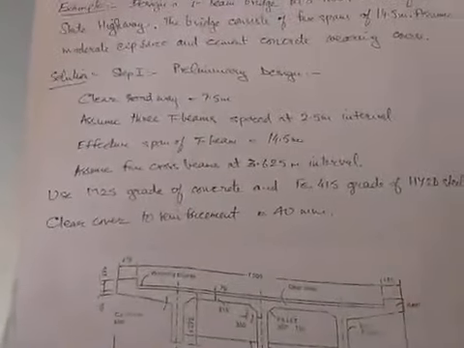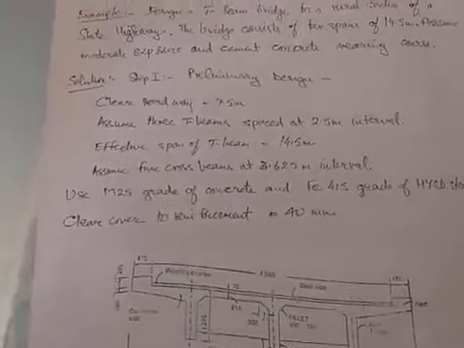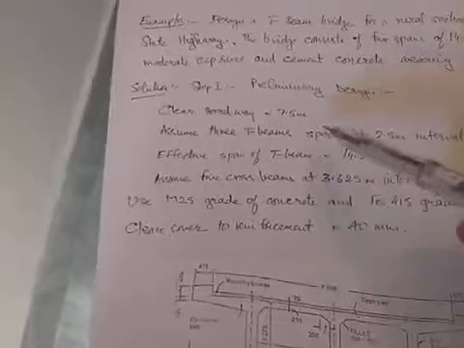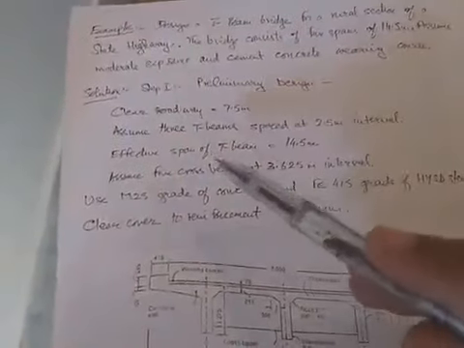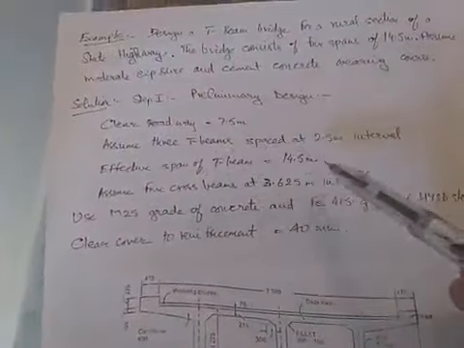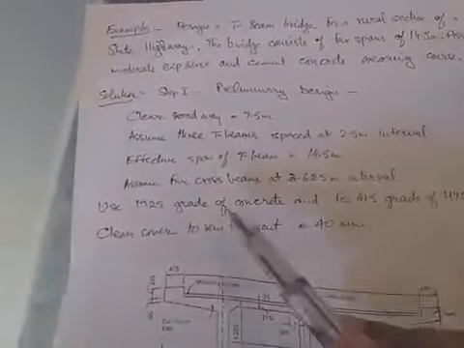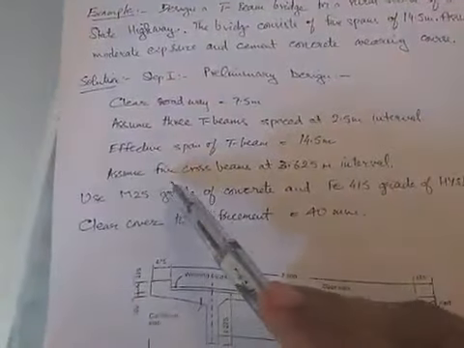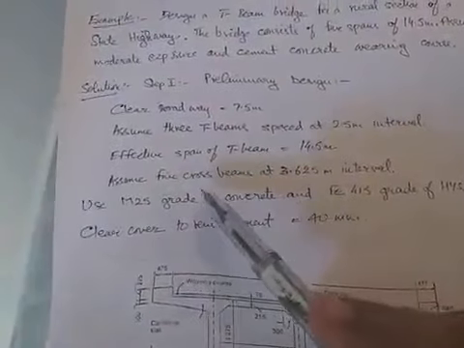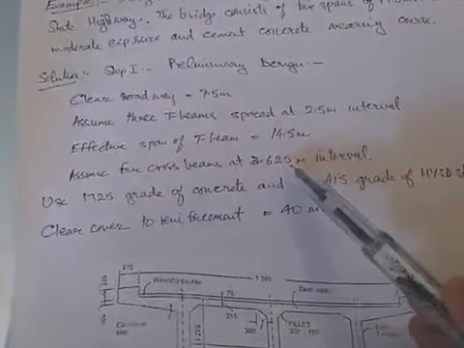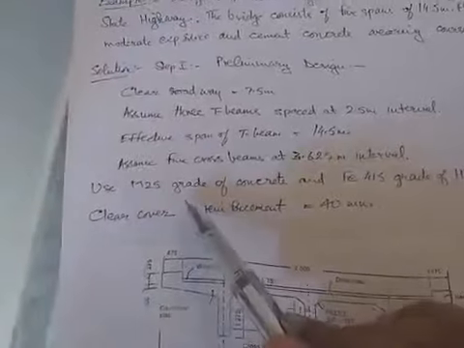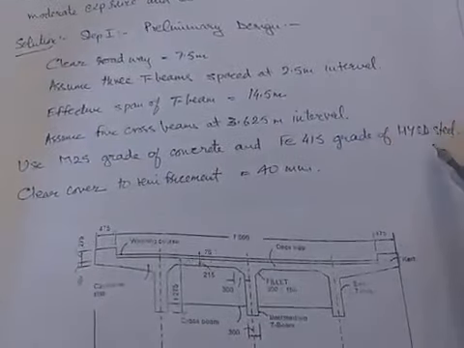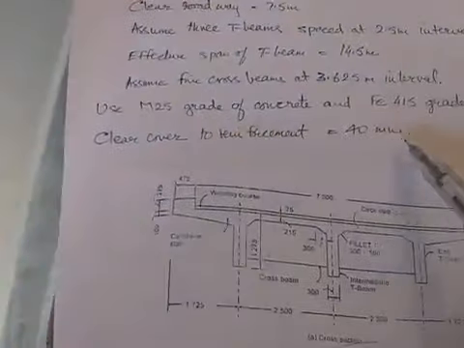First step is the preliminary design. For the preliminary design, it has been shown to us that the clear roadway is 7.5 meters. Then assuming 3 T-beams spaced at 2.5 meter intervals. The effective span of a T-beam will be 14.5 meters, and I have told you assuming these 5 cross beams at 3.625 meter interval. M25 grade of concrete and Fe415 grade of steel respectively are used. The reinforcement cover is 40 mm.